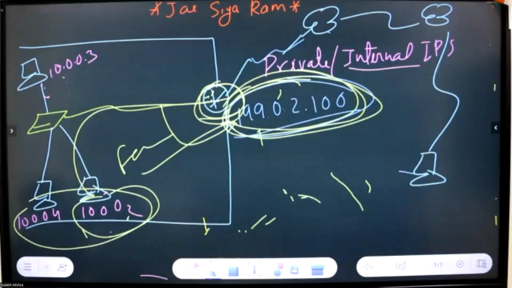Use the below series of IP addresses as internal IP addresses. You write: below are the subnets of private IP addresses, private/internal IP addresses.